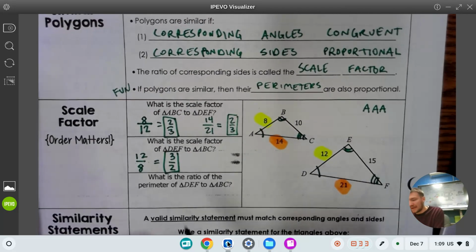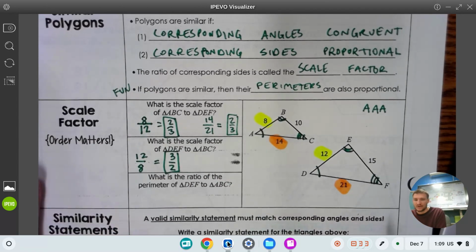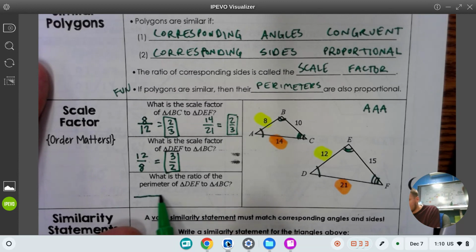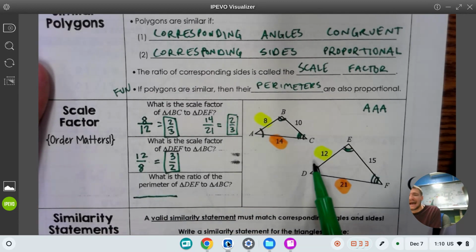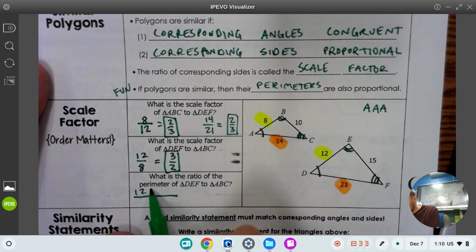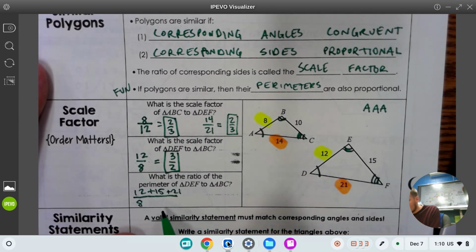Now, what about the ratio of the perimeter? Now again, this is just like a fun little party trick, right? DEF has a perimeter, which means add up all the sides. And the DEF is listed first, so that one goes on top. 12 plus 15 plus 21. And then ABC comes second. That would be 8, 10, 14. And we're just adding them up because we're doing the perimeter.